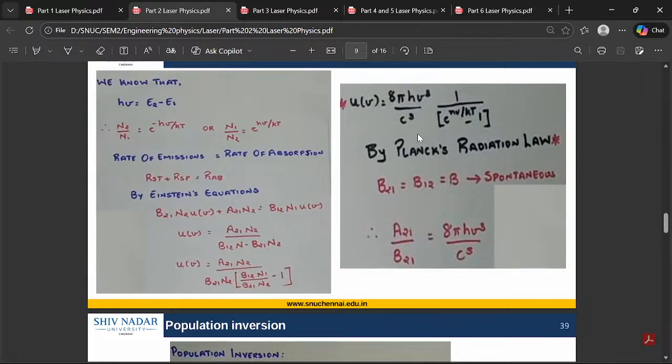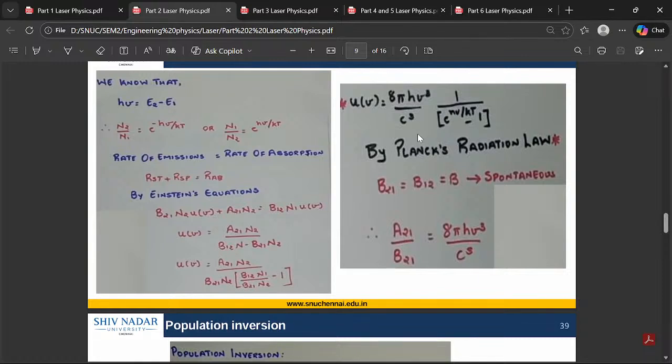So the energy density formula can be derived from quantum physics and semiconductors, I guess. It is 8πhν³ divided by c³, multiplied by 1 divided by e^(hν/kT) minus 1. Okay, so this is Planck's radiation law.